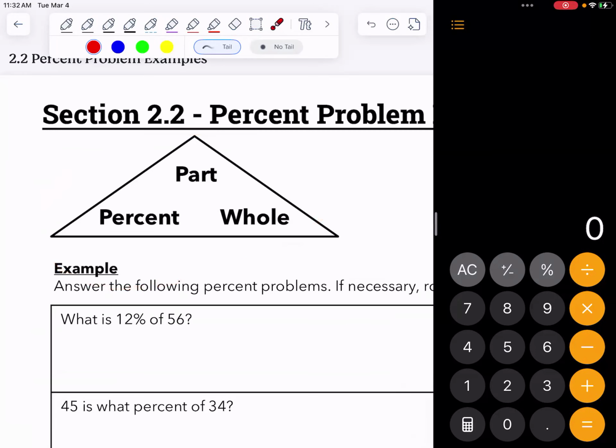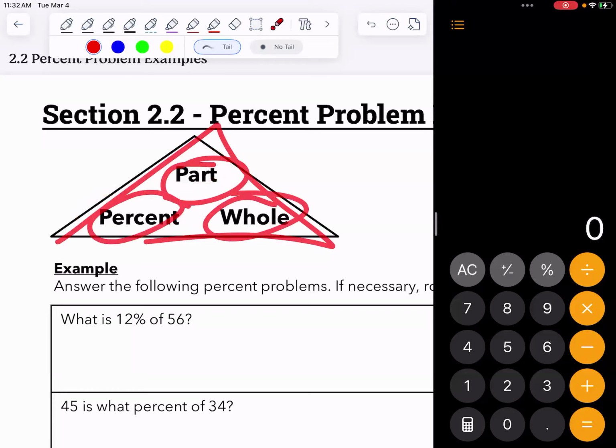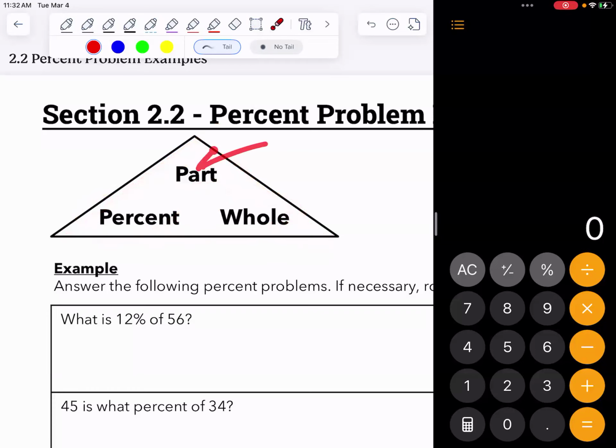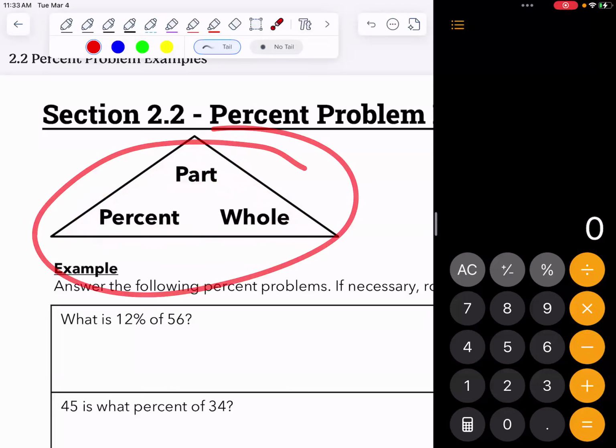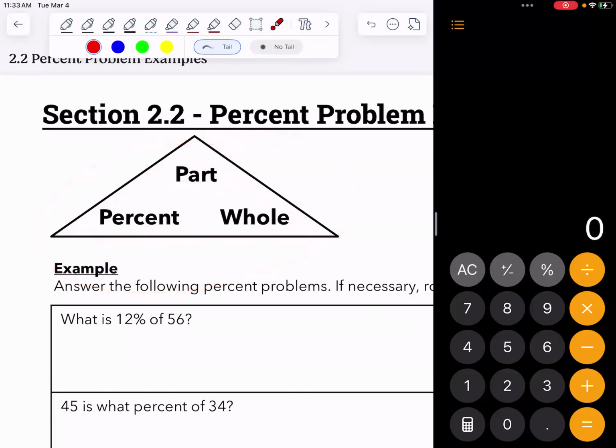We know about triangles. And we have a part, a percent, and a whole. If we set it up in this way with a triangle like this, with part on top and percent and whole on the bottom, you can think of part as being apart from the others. This will tell you how to set up the equations to solve for each of the pieces. So whatever it is that you want to solve for, let's say I want to solve for percent.